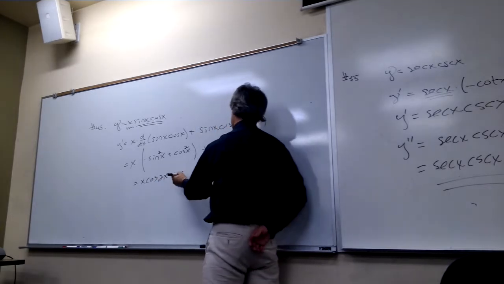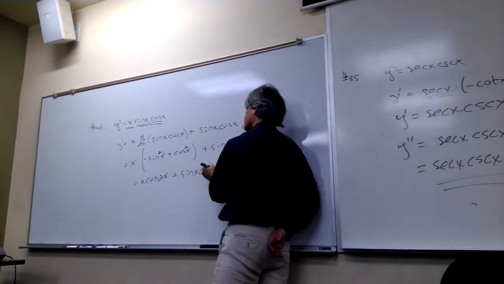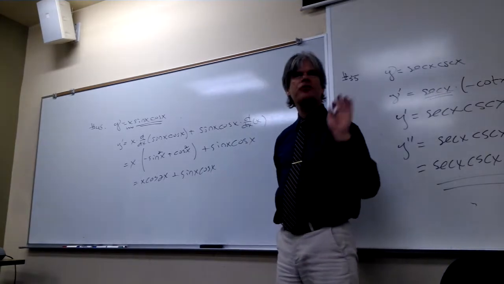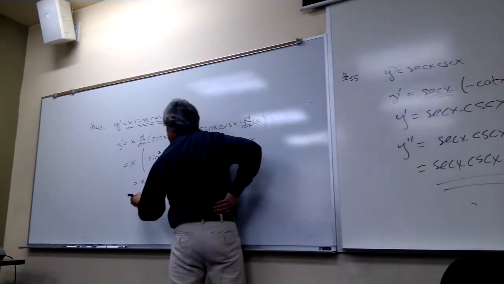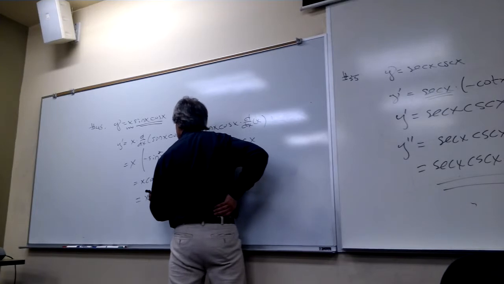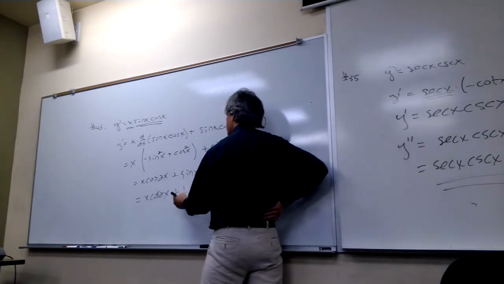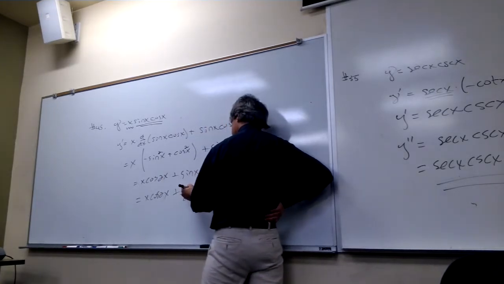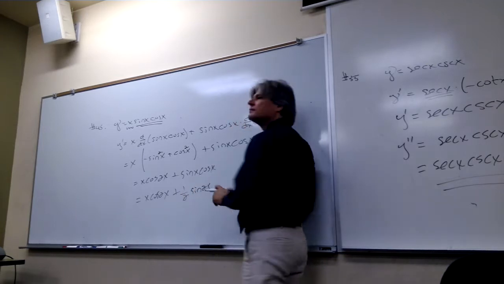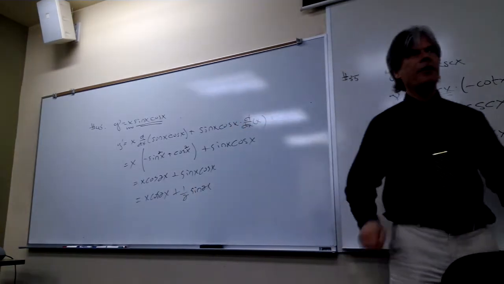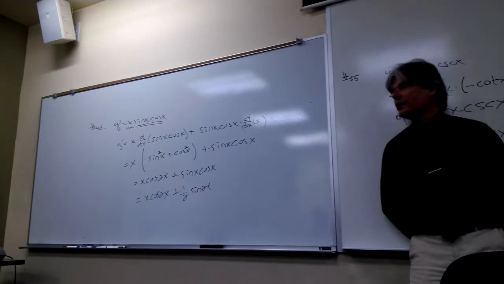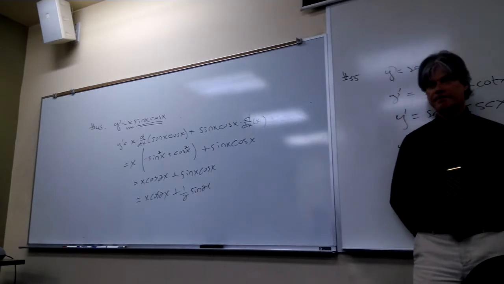2x plus sine of x cosine of x. Ah, shoot, it's still not pretty. This is the same thing as x cosine of 2x plus 1/2 of sine of 2x. I use both the double angle identity for the cosine function and the double angle identity for the sine function.